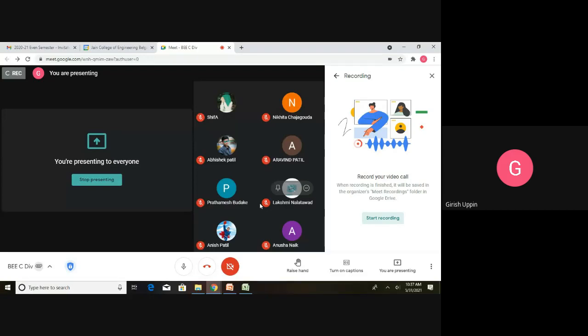...are connected in series or parallel, then we call it a complex circuit.